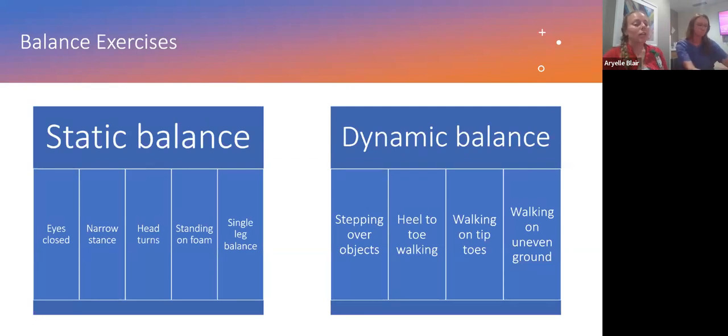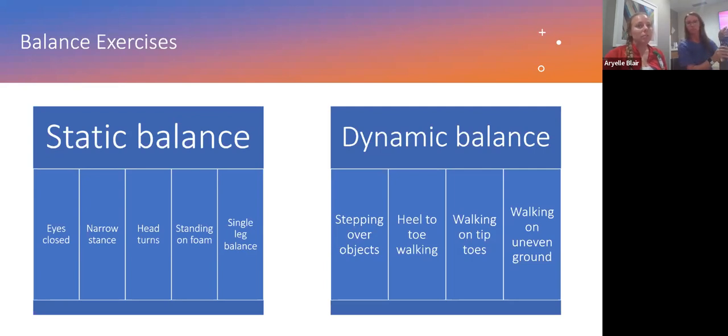So last thing, last kind of modality of exercise is our balance. We've got two types: static and dynamic balance. Static means that your feet are not moving as you do a certain exercise. Dynamic means that your feet would be moving.